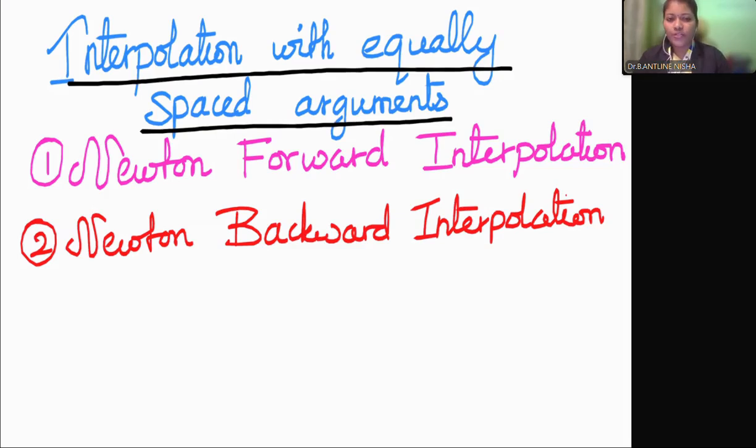So now we can see interpolation with equally spaced arguments, or interpolation with equal intervals. Here there are two types: one is Newton forward interpolation, another one is Newton backward interpolation. We can apply Newton forward interpolation when x is near the beginning of the table. If x is near the end of the table, we can apply the backward interpolation formula. Now let us see the formula of it.